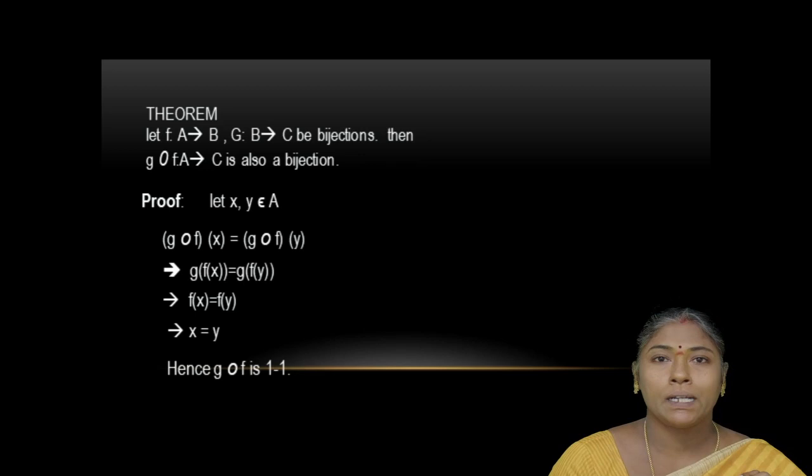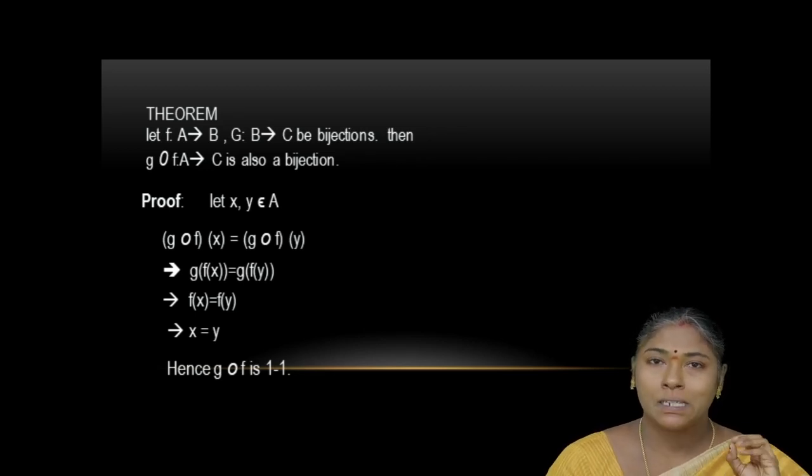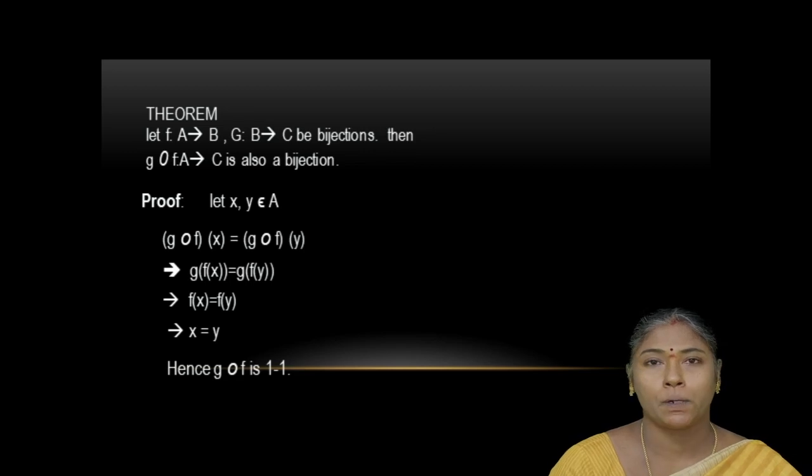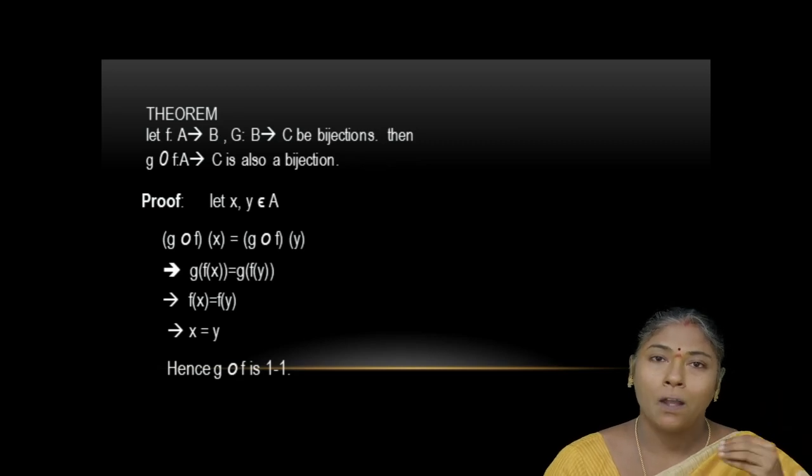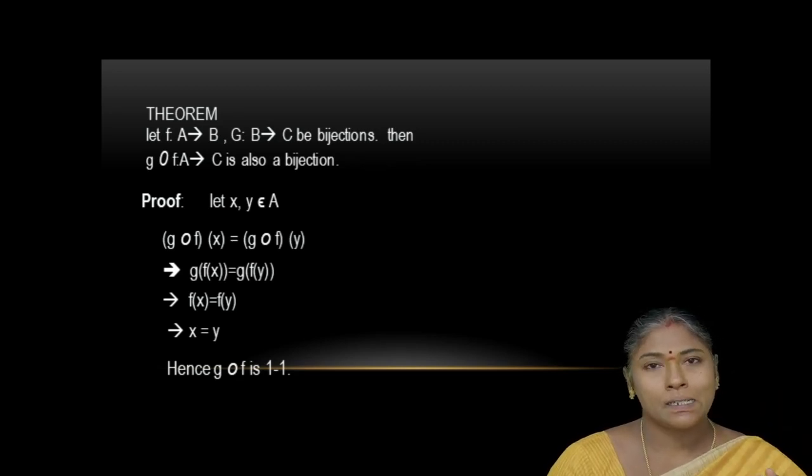g circle f na, it is nothing but the composition of two functions g and f. So g circle f நம்ம bijection னு prove பண்ண போறோம். So bijection prove பண்ணனும்னா என்னென்ன சொல்லணும்? You have to tell that it is both 1-1 and onto. Now let us consider first 1-1 case. Let x comma y belongs to A. So set A ல போய் ரெண்டு எலிமெண்ட் எடுக்கிறோம். ஒன்னு x இன்னொன்னு y. Now consider g circle f of x is equal to g circle f of y.